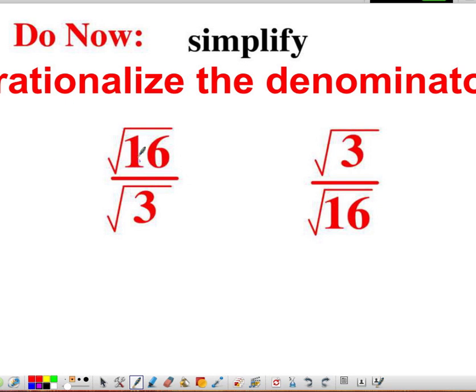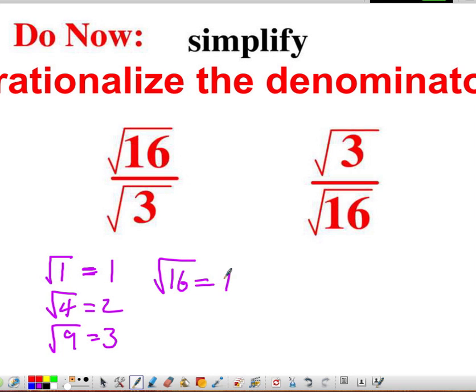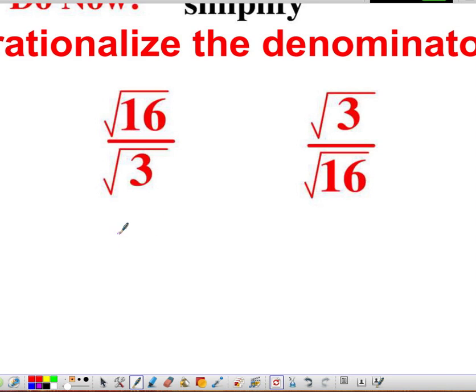So how do I rationalize the denominator if my answer comes out as the square root of 16 over the square root of 3? The first thing you want to keep an eye out for is perfect squares. Remember, perfect squares are numbers whose square root comes out as a whole number. So square root of 1, square root of 4 is 2, square root of 9 is 3, square root of 16 is 4. Take a look at that. Here, we know that the square root of 16 is going to be 4, and so I can rewrite this as 4 over the square root of 3.